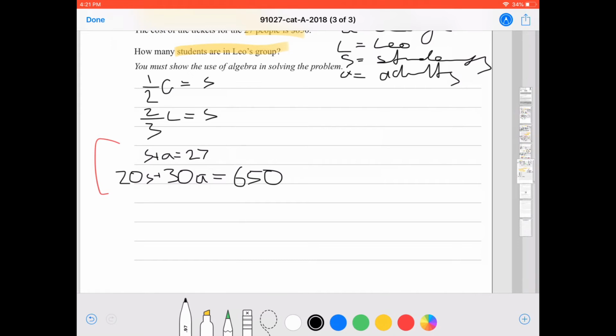Let's say A equals 27 minus S. Okay, and so for the second equation, we can say 20S plus 30, and now instead of A we say 27 minus S, and this equals 650.